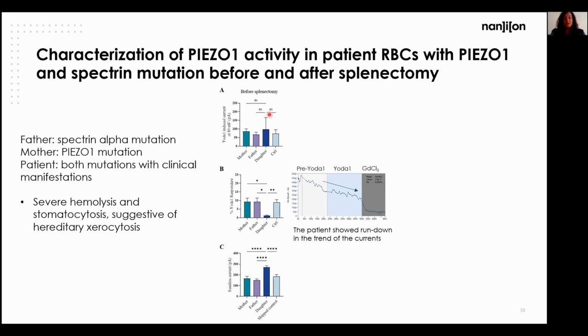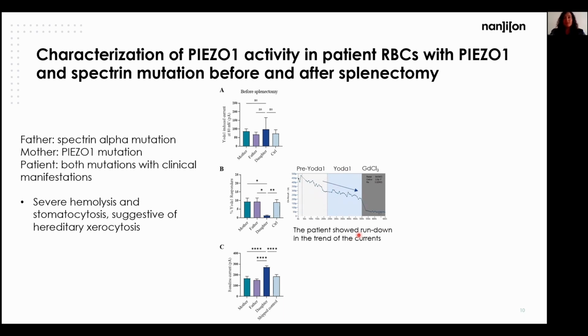The Yoda1-induced current, I could not see any difference among the samples. We also have an additional control from a healthy donor. But what was clear was the difference in percentage of responding cells. The patient, the daughter, is around 1%, which is significantly lower compared to the other samples. I also put a representative cell showing how the current trend looked over time, and you can see that it's more run down, and the addition of Yoda1 doesn't show any activation.